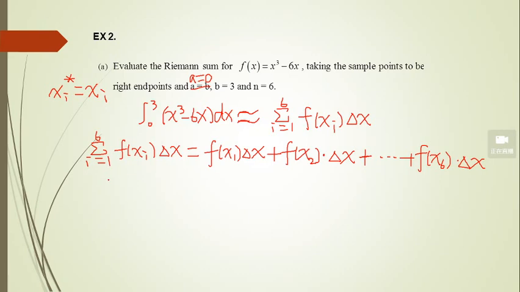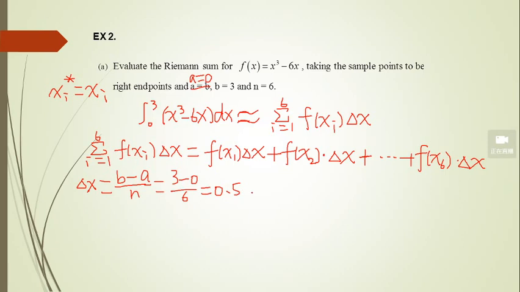Now, what is delta x? Let's recall the formula. Delta x will be (b minus a) over n. Now we specify all the values. We use 6, so it should be (3 minus 0) over 6, so my equal width becomes 0.5, right? My equal width becomes 0.5.